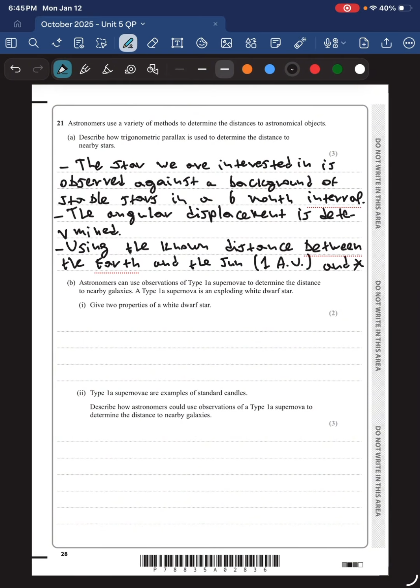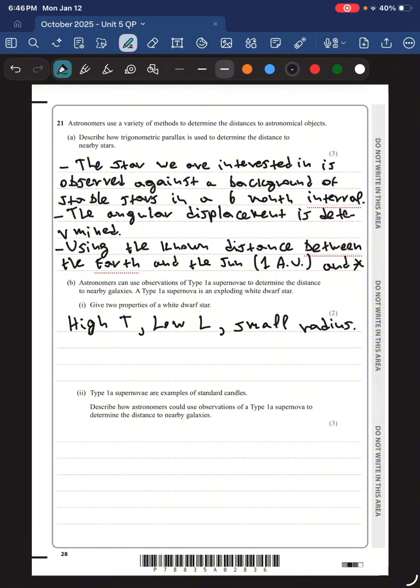Astronomers can use observations of type 1a supernovae to determine the distance to nearby galaxies. A type 1a supernova is an exploding white dwarf star. Give two properties of a white dwarf star. Okay, it has high temperature, low luminosity, a small radius. They ask for two, I'm providing more.